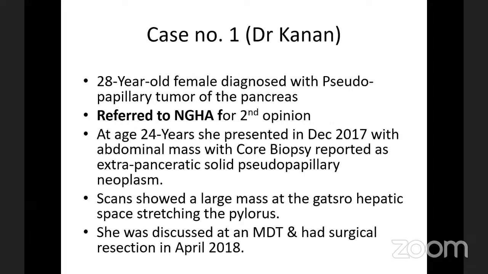So again, this is a case that was treated by my colleague. So she was referred, a 28-year-old woman who was diagnosed with a pseudopapillary tumor of the pancreas. She was referred to a National Guard hospital in Jeddah for a second opinion. When her initial diagnosis occurred at 24 years of age, she presented in December of 2017 with an abdominal mass and core biopsy reporting extrapancreatic solid pseudopapillary neoplasm. The scans showed a large mass at the gastrohepatic space stretching the pylorus.